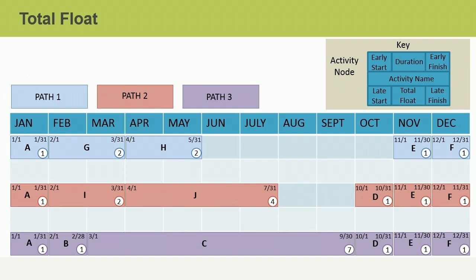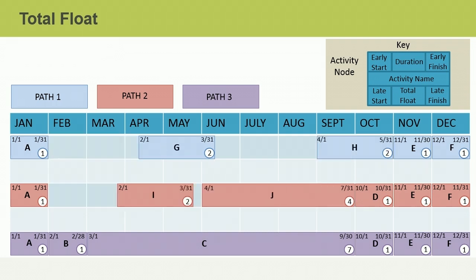Float is how long the activity can be delayed without affecting your project schedule. Since the float can be used anywhere along the path, it's called total float. Activities G and H can be delayed by 5 months along Path 1 without impacting the project schedule. And activities I and J can be delayed by 2 months along Path 2. This schedule flexibility, called total float, can be invaluable to you as a project manager when you are working with constraints such as the budget or availability of resources.